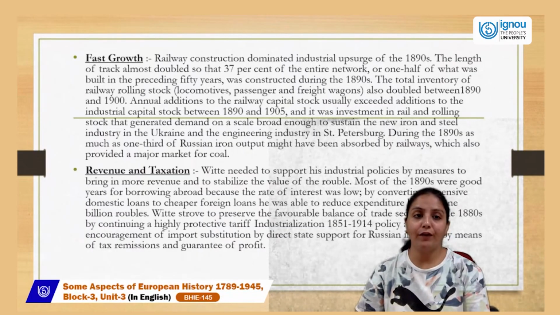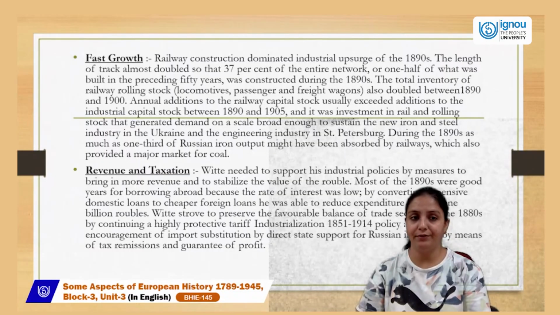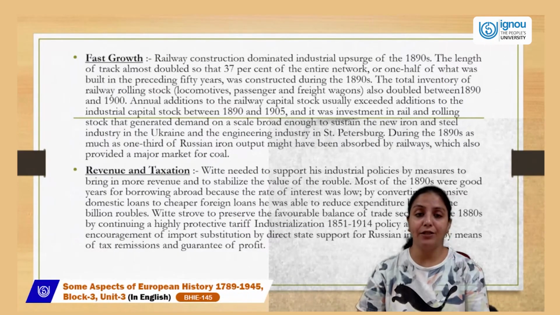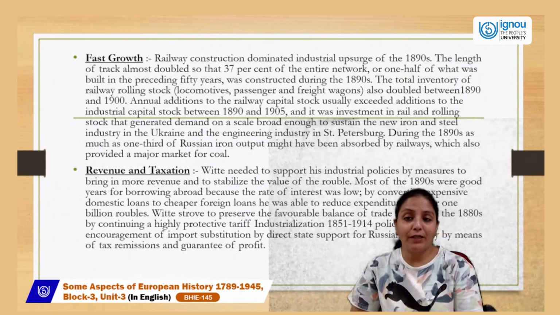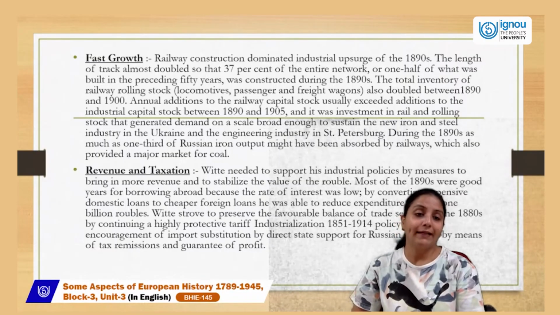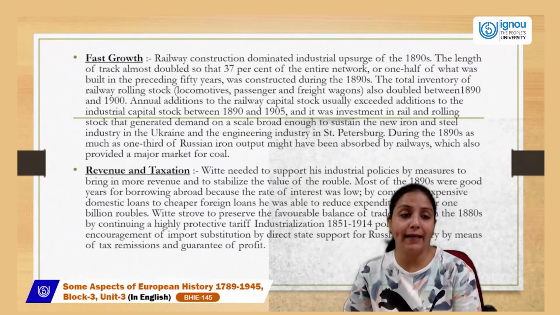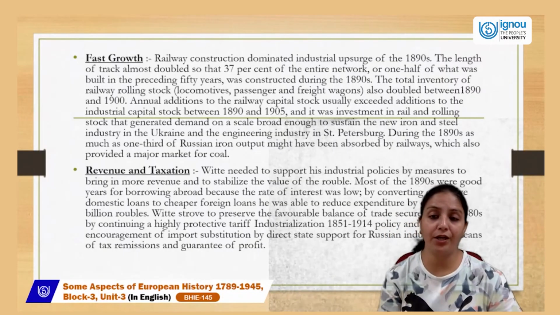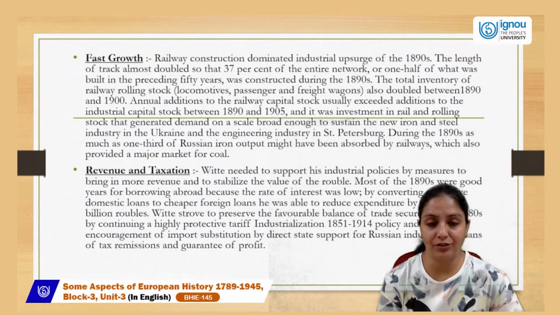The total inventory of railway rolling stock also doubled between 1890 and 1900. Annual additions to the railway capital stock usually exceeded additions to the industrial capital stock between 1890 and 1905. And it was investment in rail and rolling stock that generated demand on a scale broad enough to sustain the new iron and steel industry in the Ukraine and the engineering industry in St. Petersburg. Next is revenue and taxation.